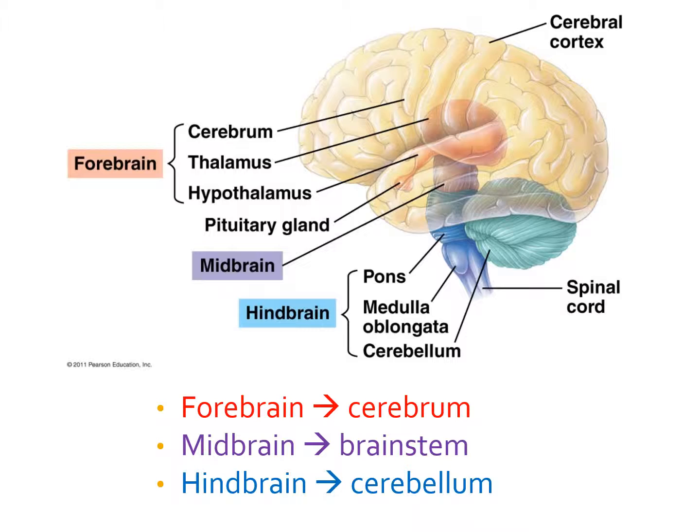The hindbrain contains both the metencephalon and the myelencephalon. The hindbrain is associated with balance and equilibrium and the coordination of movement along with the autonomic functions like our breathing and our heart rate. Both the midbrain and the hindbrain make up the brainstem.